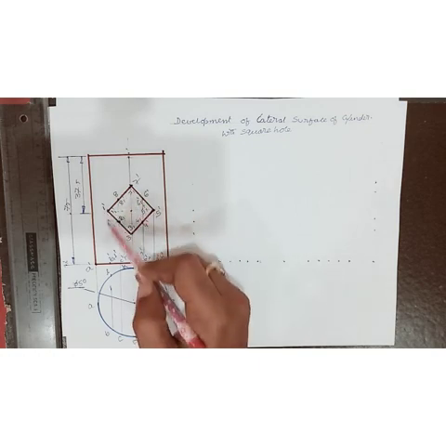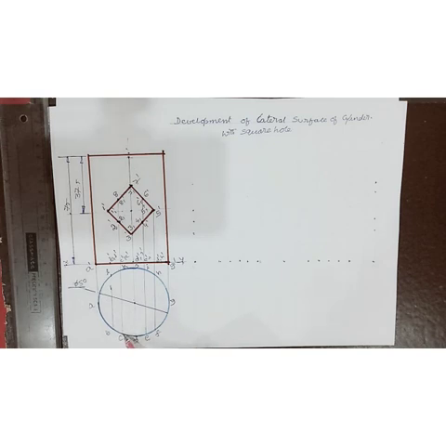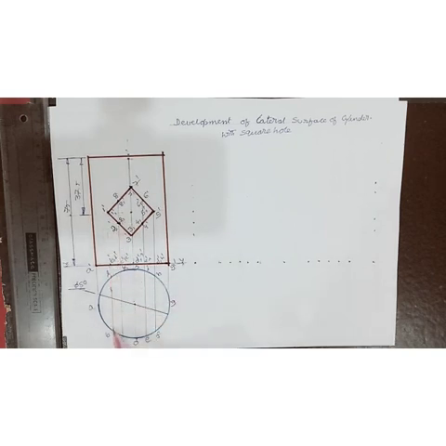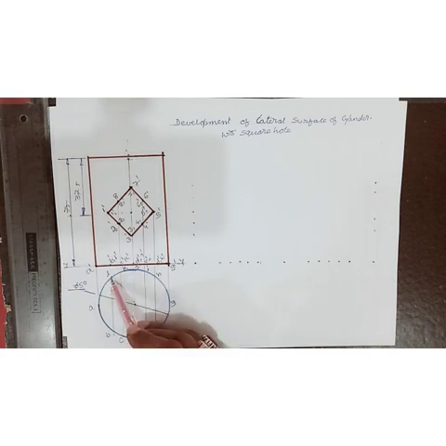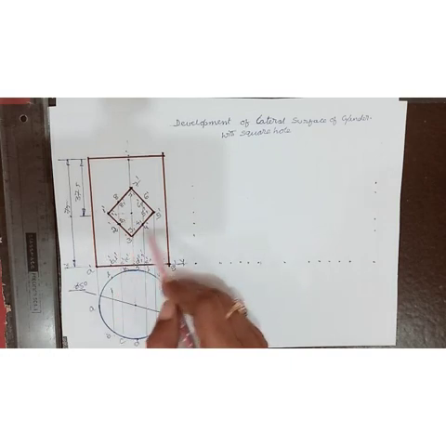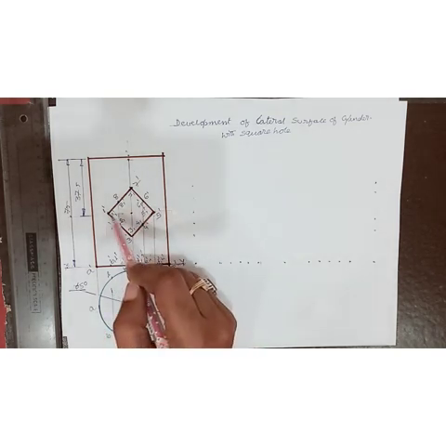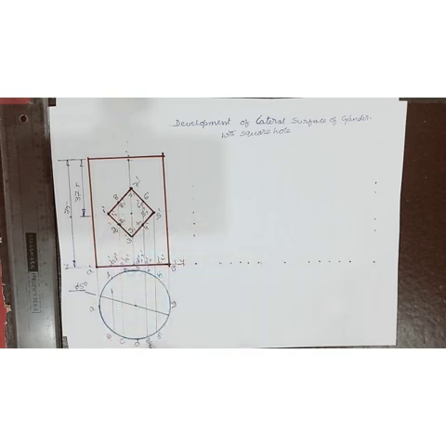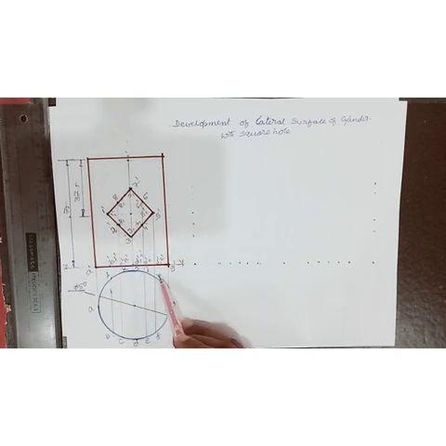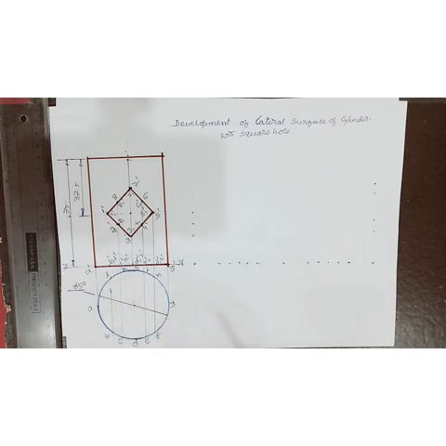we have to draw the projectors onto the circle in top view. So these projectors are from the square. That means these points were taken in reference to the square hole. These points, say A, B, C, D, E, F, are to be taken in reference to the square hole. These are all reference points taken from the square hole.